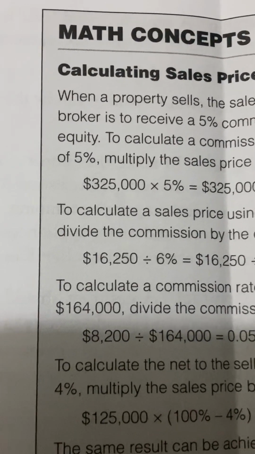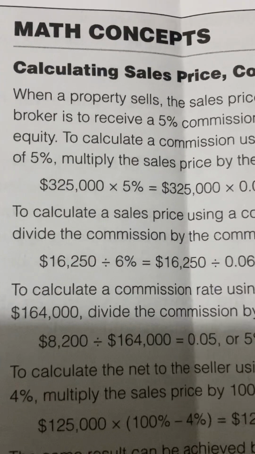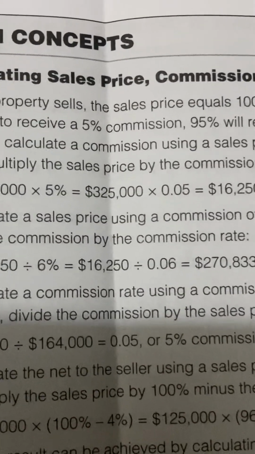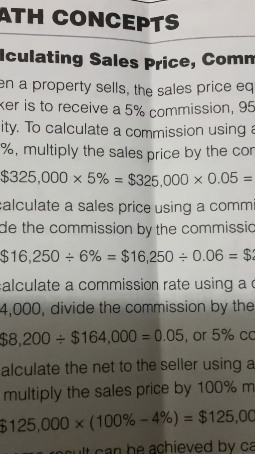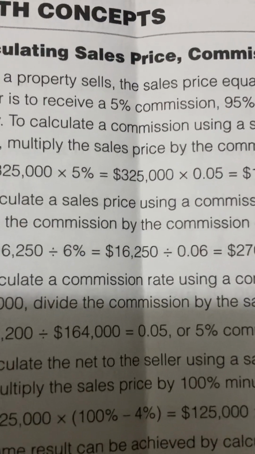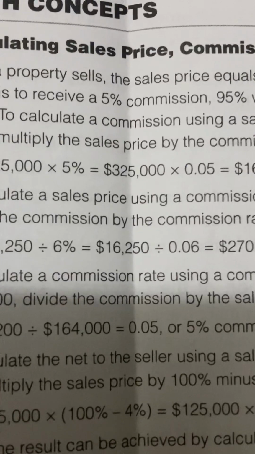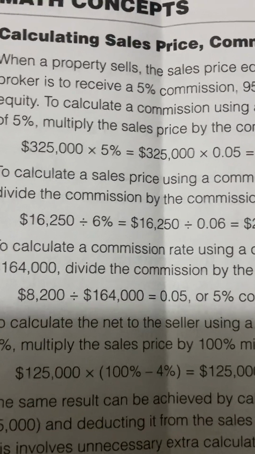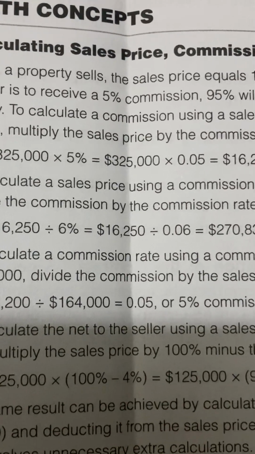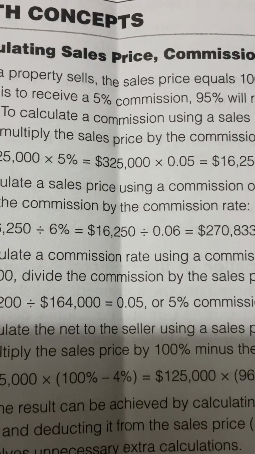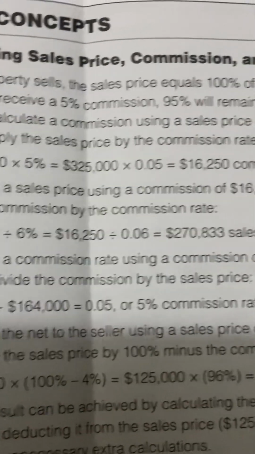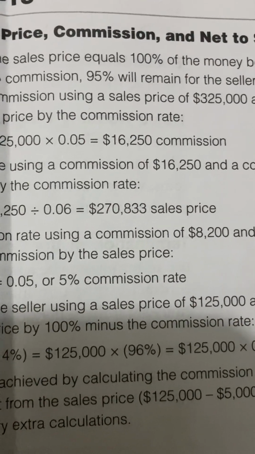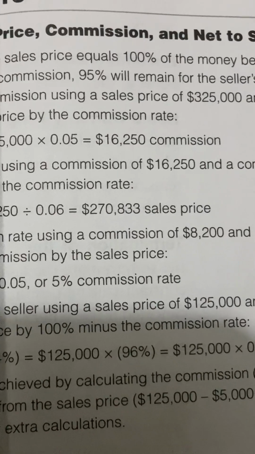$325,000 is the sales price multiplied by 5% equals, here's how you do it on your calculator. You put $325,000 multiply 0.05. That equals $16,250 commission.